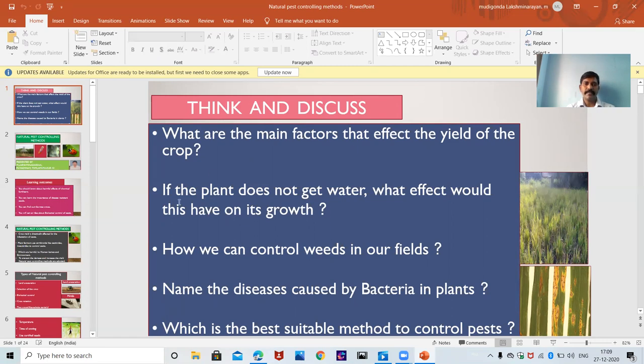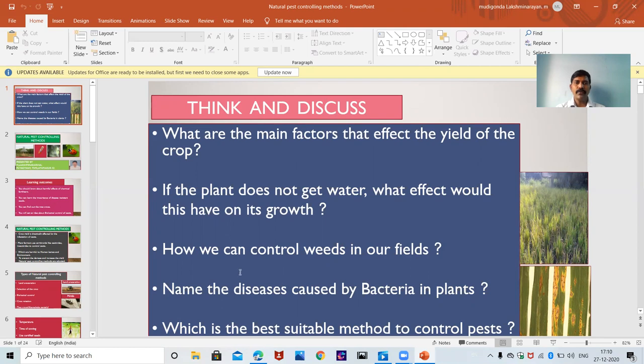Next, if the plant does not get water, what effect would this have on its growth? If plants can't get a sufficient amount of water, it means the plant can't get a sufficient amount of nutrients. The plant growth can't take place. It means automatically the yield decreases. These are some of the effects due to the scarcity of water.